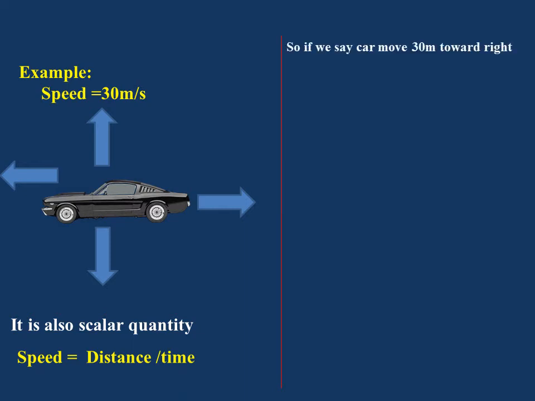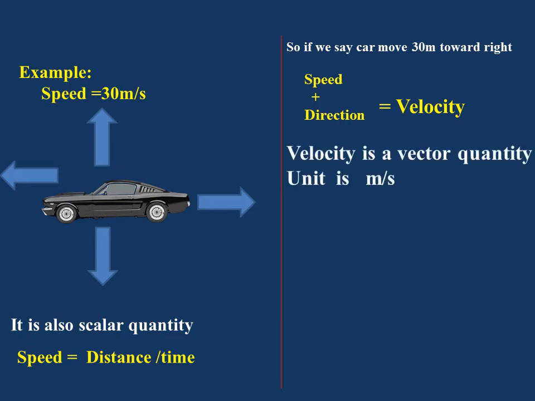But if we say that a car moves 30 meter towards right, now we have a direction, which is towards right. So speed and direction combined give us a vector quantity, which is velocity. We have a speed and direction which gives a velocity.